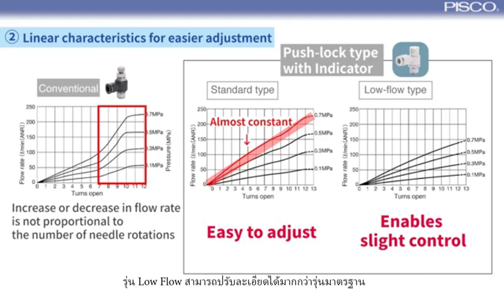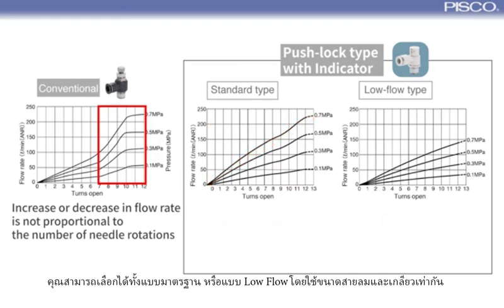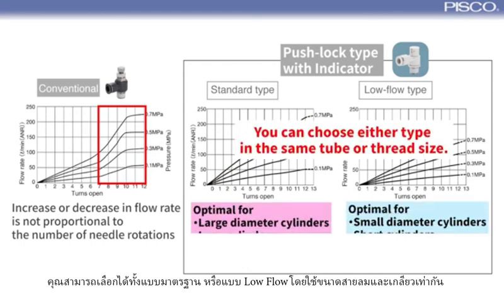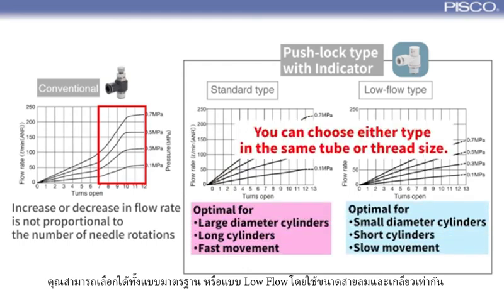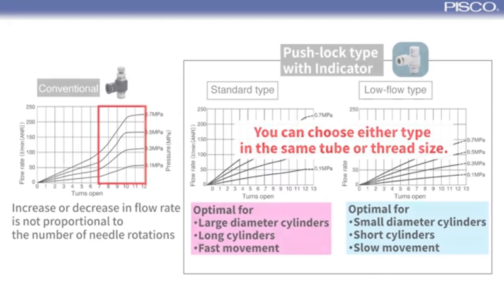The low flow type allows even finer adjustment than the standard type because the increase or decrease in flow rate per rotation is smaller. You can choose either standard or low flow type for the same tube size and thread size, depending on the cylinder diameter, stroke, and speed.